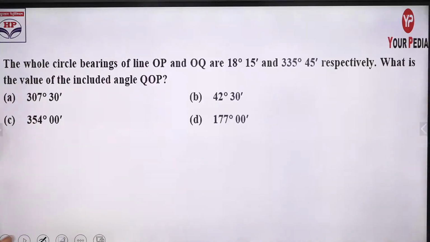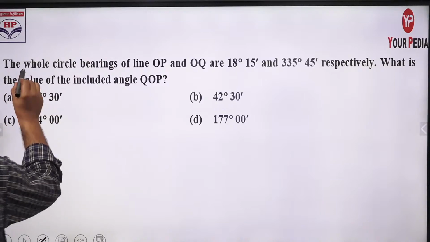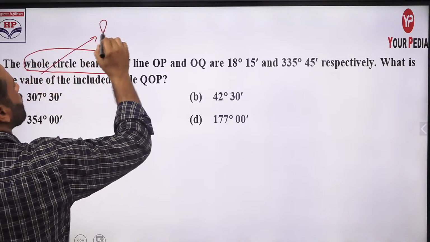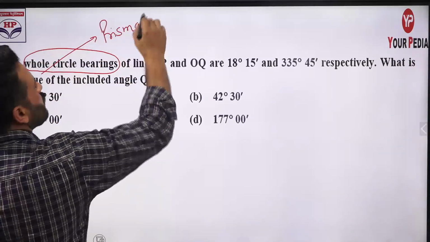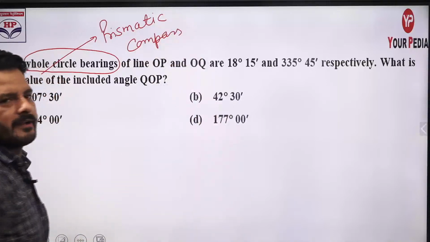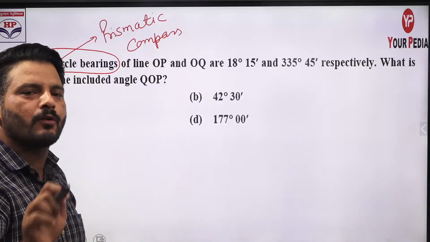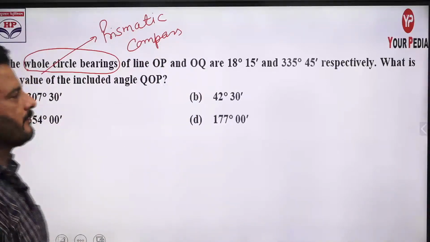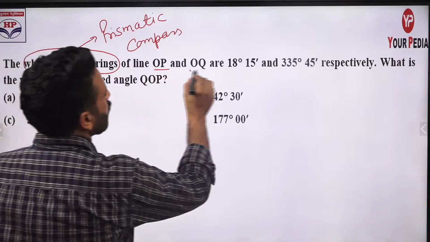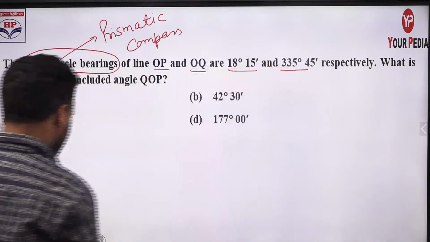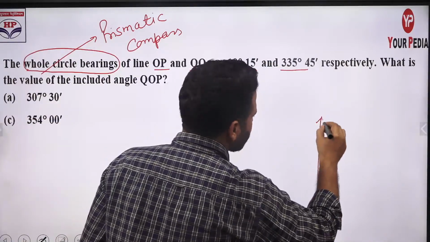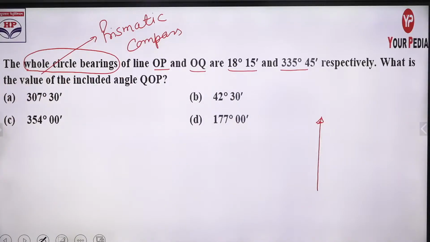Okay, so the whole circle bearing. Whenever whole circle bearing is there, have a trigger in the brain: prismatic compass is there. We use the prismatic compass for measurement of whole circle bearing. If it is reduced bearing or quadrantal bearing, then we have the surveyor compass. Fine. So whole circle bearing of lines OP and OQ are given. First of all, let me mark here. Let this be the point O.